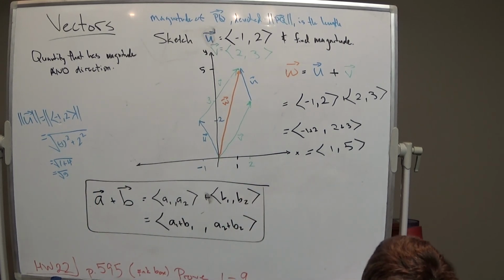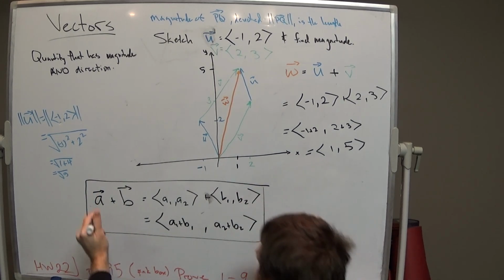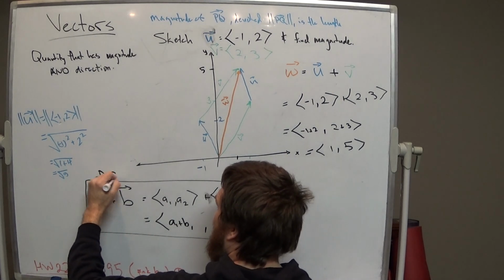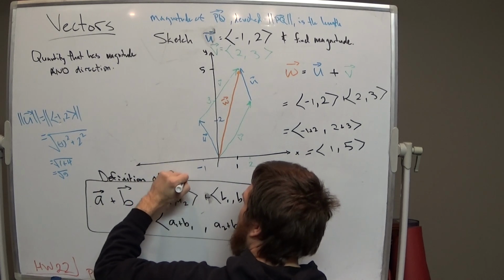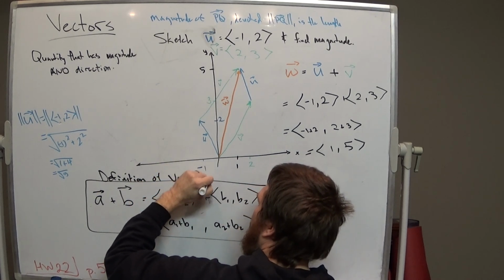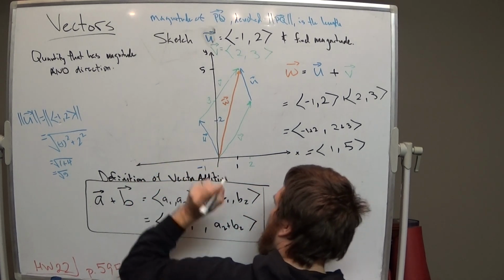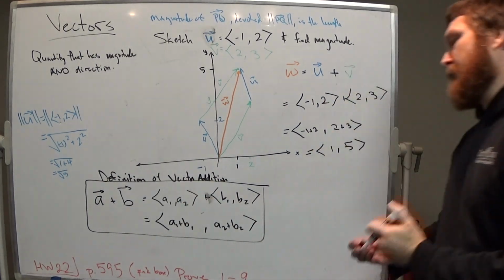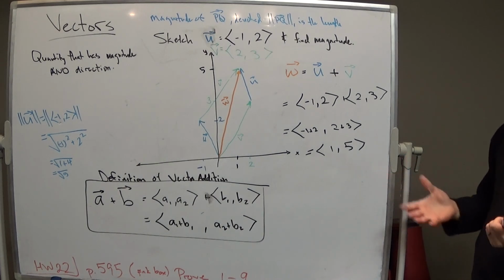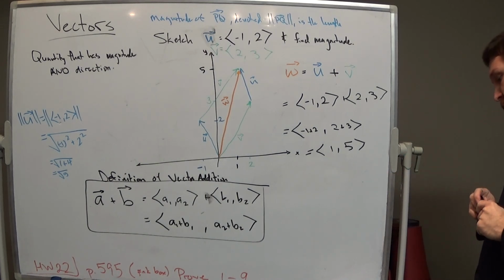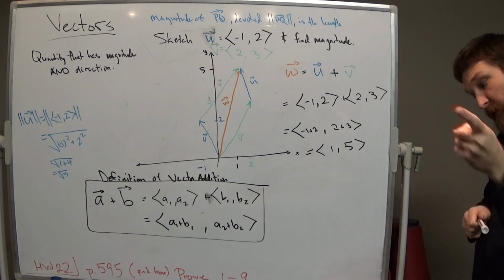So this is the definition of vector addition. Okay? That's how we're going to define it. So we can add vectors. What else can we do with vectors? Well, what? Multiply.